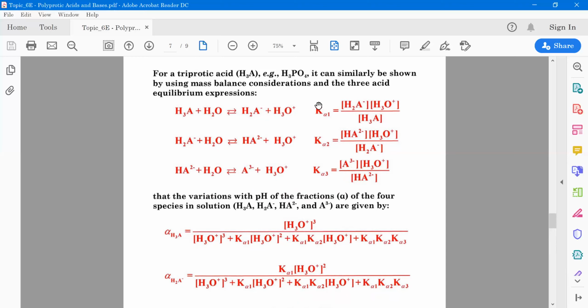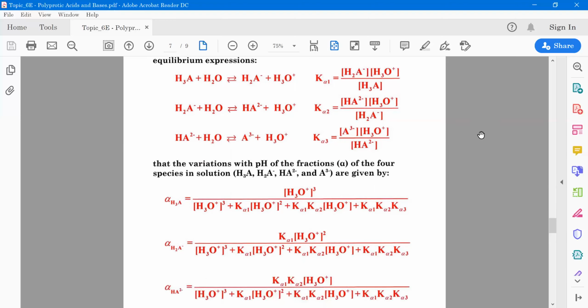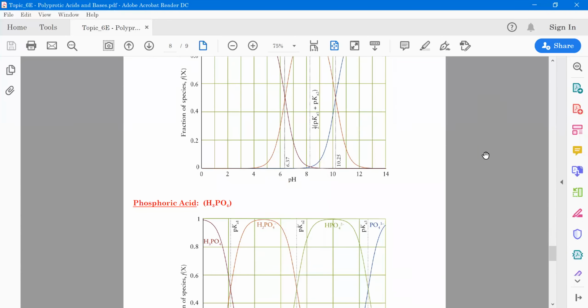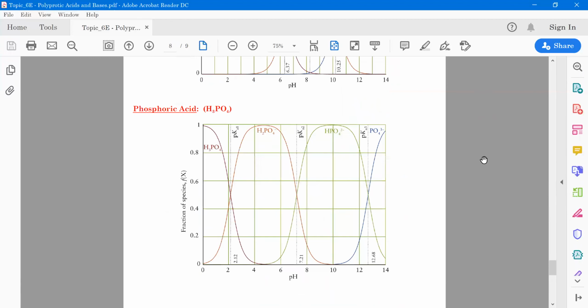Each of them has its own equilibrium expression. I'm not going to go through all the details of this. You can look at these and see it's exactly analogous to what we just talked about for carbonic acid. And so now if we look at the resulting alpha plots for the four species that are possible for phosphoric acid, it looks like this, as you would have expected from what we just saw for carbonic acid. At a low enough pH, which I could get by adding hydrochloric acid, I would have a solution that's essentially all H3PO4.